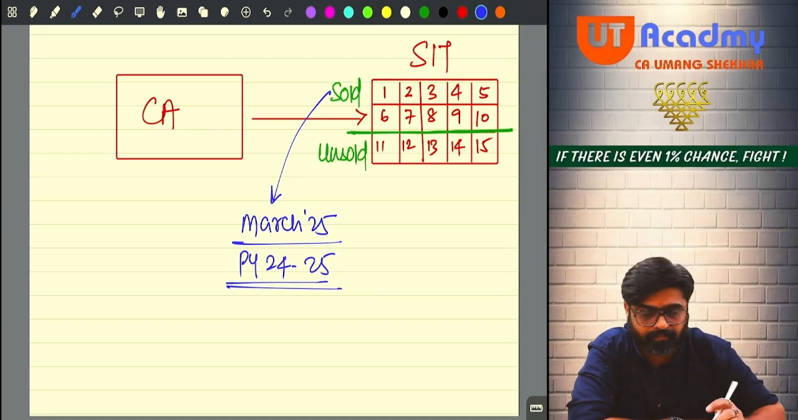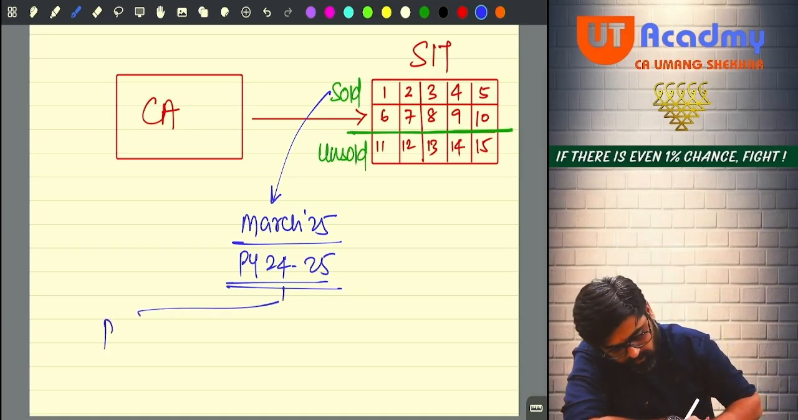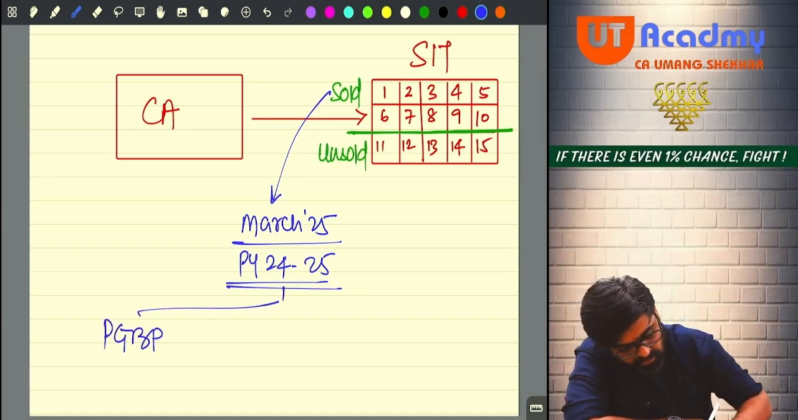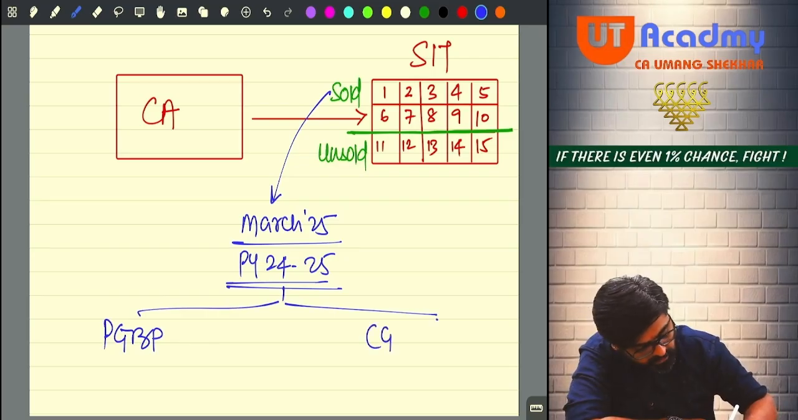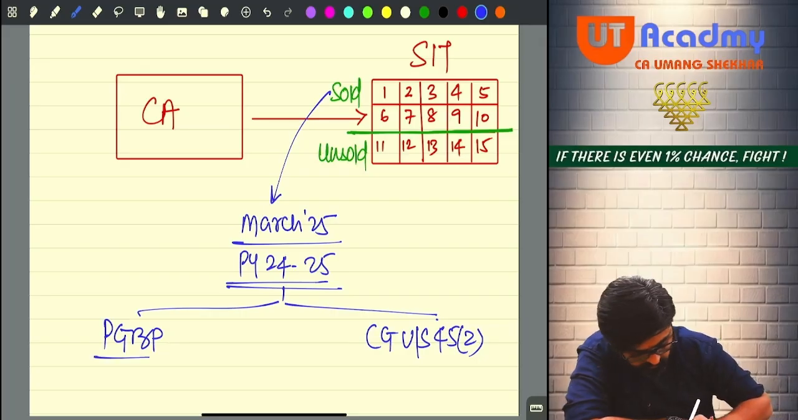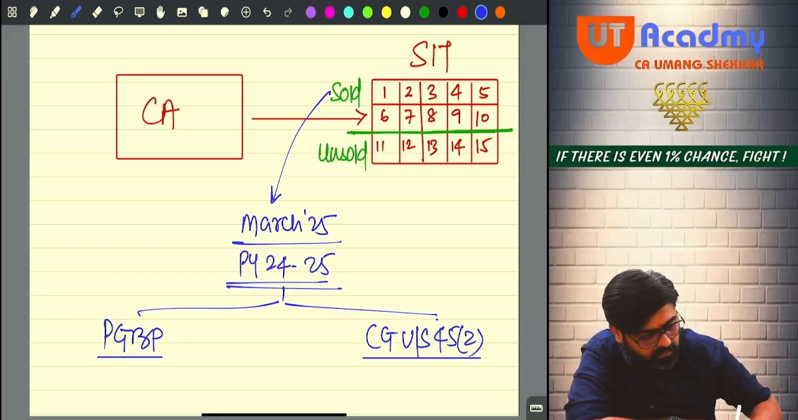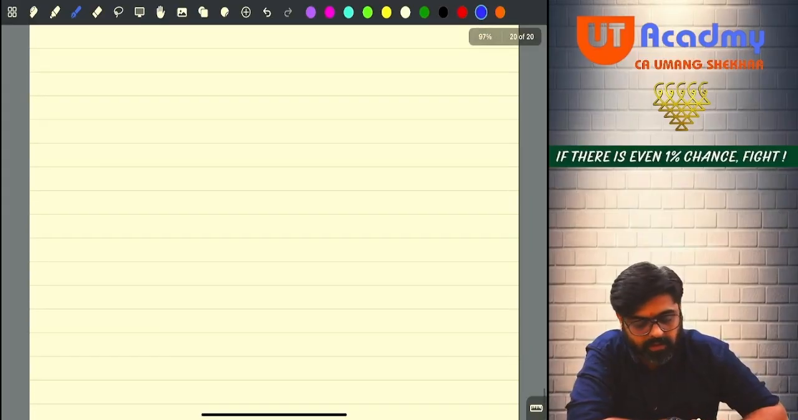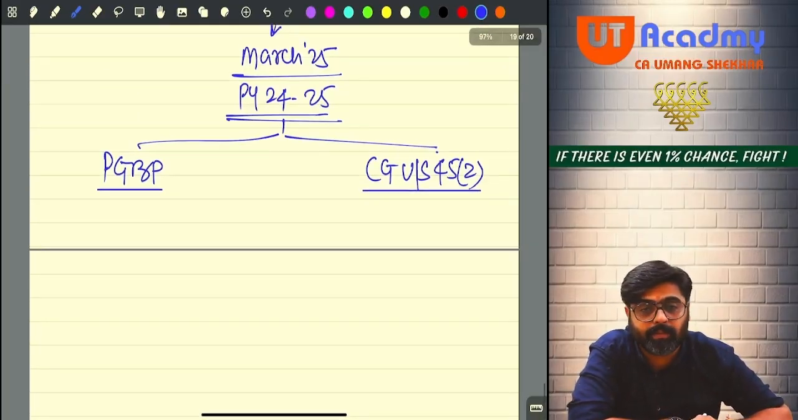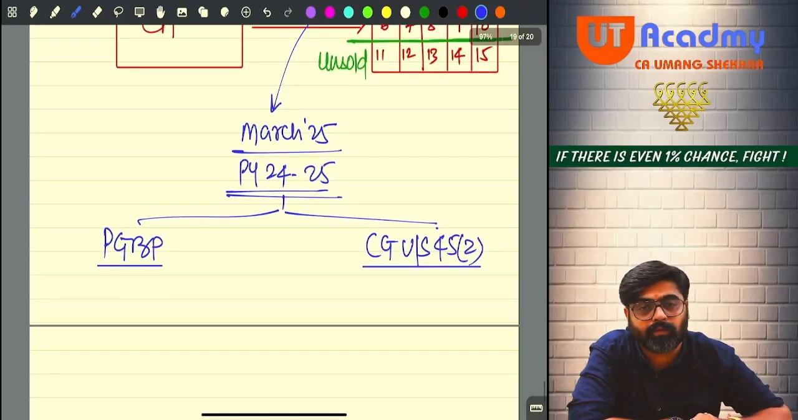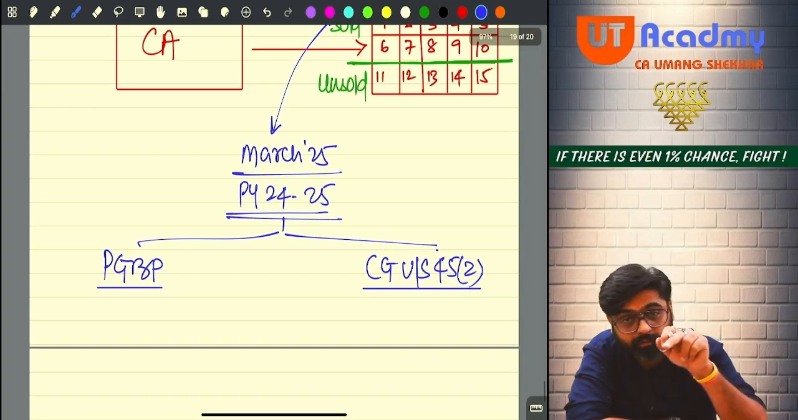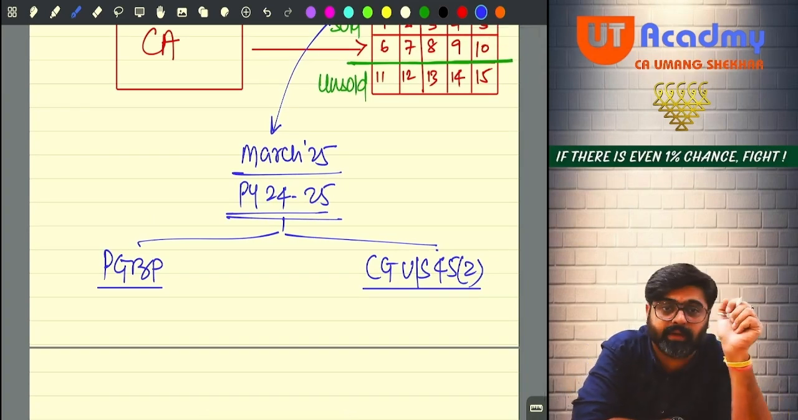So in this year 2 statements will be prepared. One is for PGBP. Another one will be for capital gain under section 45(2). Okay, sir. So, what will happen here? Now, come on, tell me. PGBP will be calculated on sale of 10 flats only, 10 flats along with the land occupied.